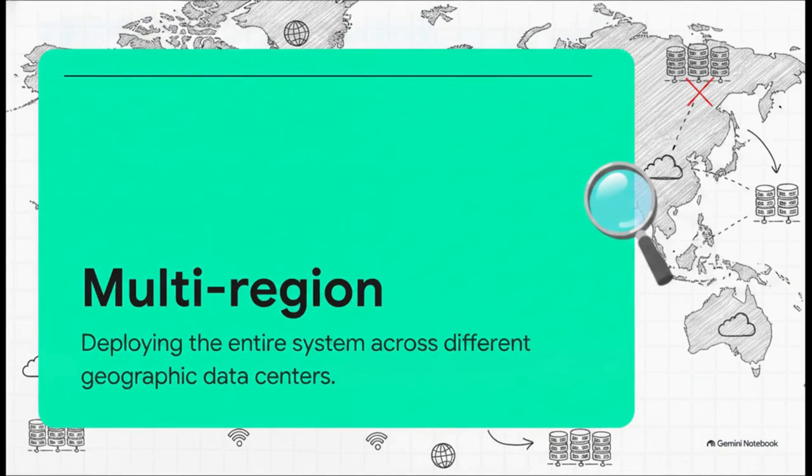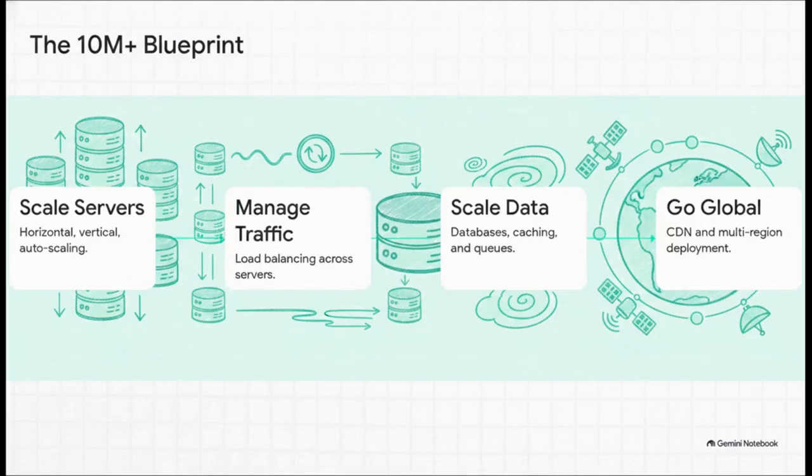And finally, for true global dominance, we use multi-region architecture. Basically, we replicate our entire stack across different continents. Not only does this heavily optimize routing for global users, but it acts as the ultimate disaster recovery plan. Literally, if an entire data center drops offline, traffic is just seamlessly routed to another region. Look at how beautifully these architectural layers just stack together. We scale the servers, we manage the incoming traffic, we optimize the data layer, and then we push the whole thing global. It provides this crystal clear, step-by-step masterclass to solving the 10 million user challenge.